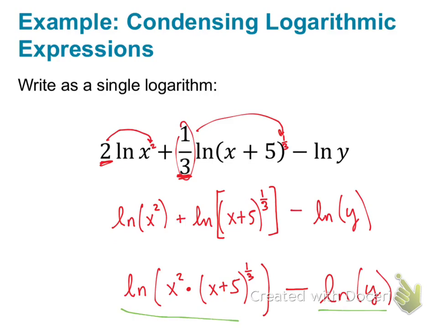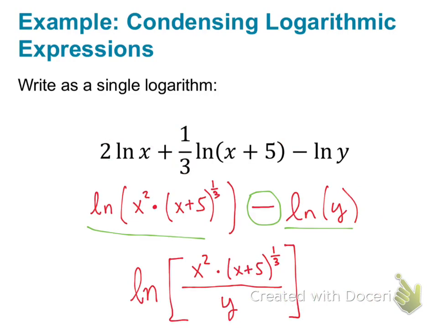Next, we can condense these two logarithmic expressions. They're connected by subtraction. Therefore, we need to use the quotient rule. The quotient rule says to divide the two arguments. So this will be the numerator and this will be the denominator.